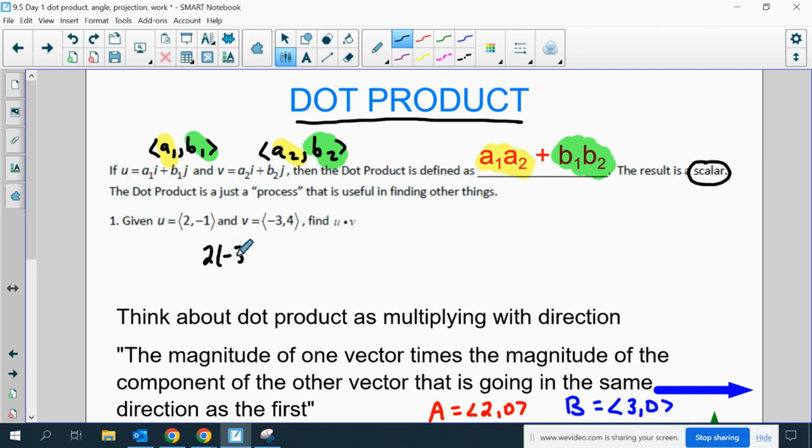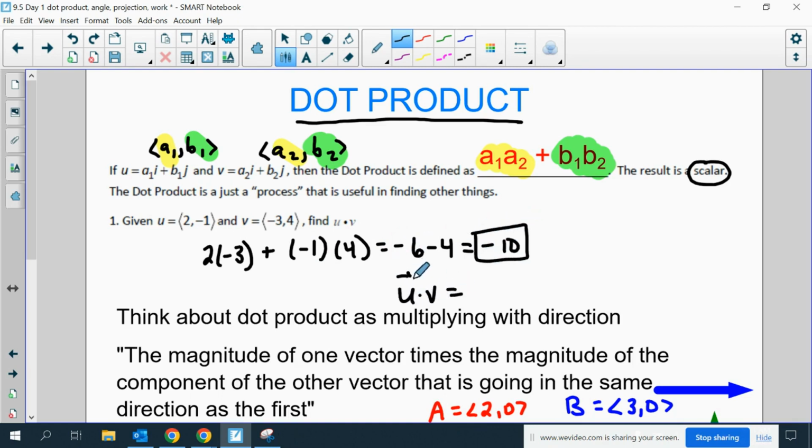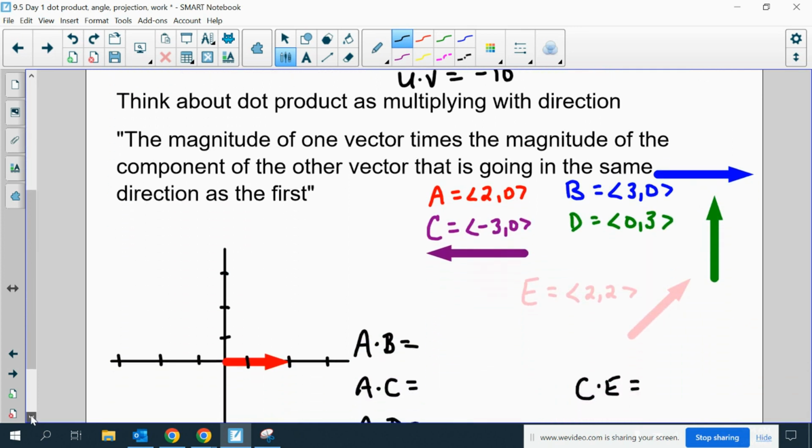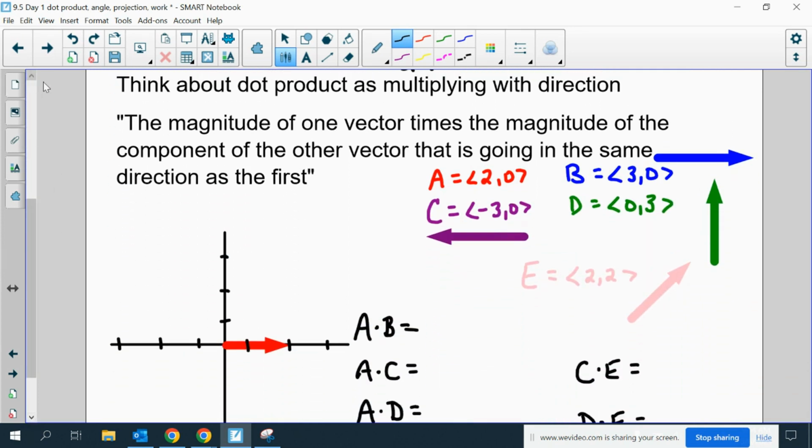So that's 2 times negative 3 plus negative 1 times 4. You get negative 6 minus 4, which is negative 10. So u dot v in this problem is negative 10. So what does that generally mean? We're going to just think about the dot product as multiplying with direction.